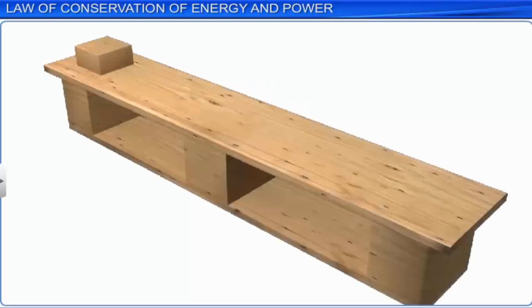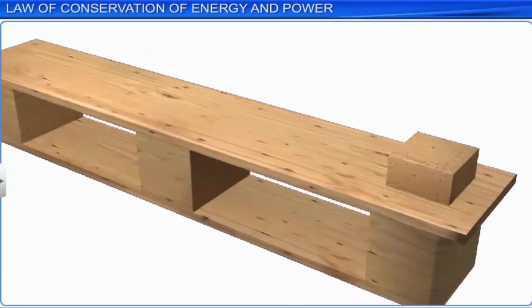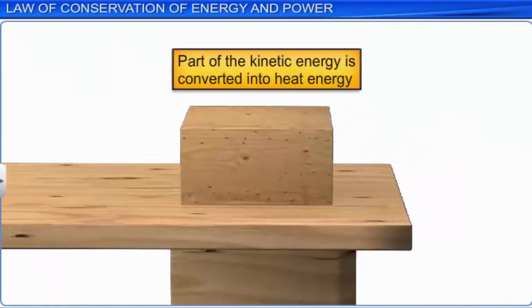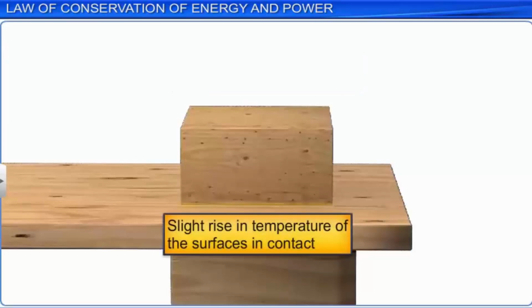Consider that a body is given a push and is then released. When it comes to rest, all its kinetic energy is lost, and a part of this kinetic energy is converted into heat, and the remaining is lost in doing work against the friction. To overcome friction, there is a slight rise in the temperature of the surfaces in contact.